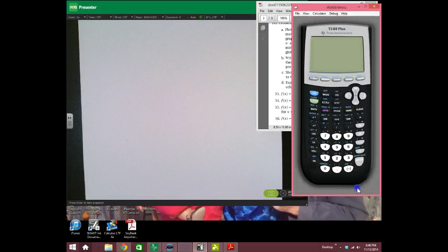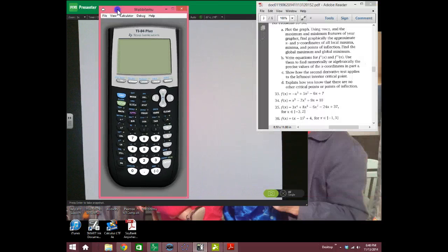Then find the first and second derivative to algebraically figure these things out. And then to show how the second derivative test applies to the leftmost interior critical point, we just find the second derivative test and show that it works out, and explain how you know there are no other critical points or points of inflection. Okay, so there's all these parts to it. So first of all, we've got to look at the graph for number 33.